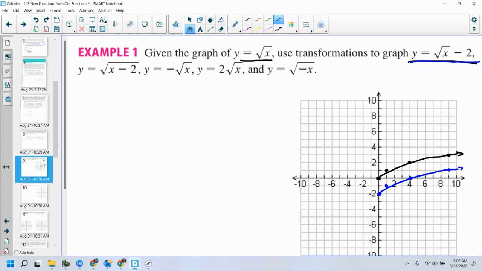What's this going to do? Be careful with that. You see minus, you think, ooh, left. No. That's actually to the right 2. Let's put this one in red. That's a right 2. Okay, this is going to get a little crowded in here. Right 2, right 2, right 2. Off the graph one. That's okay.